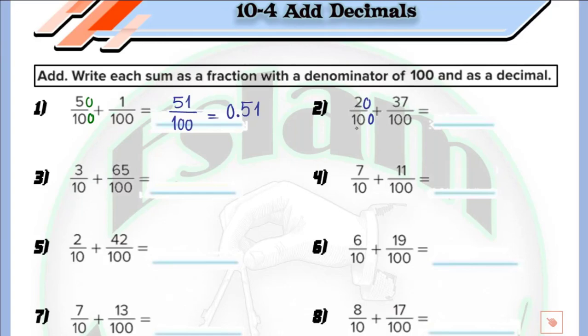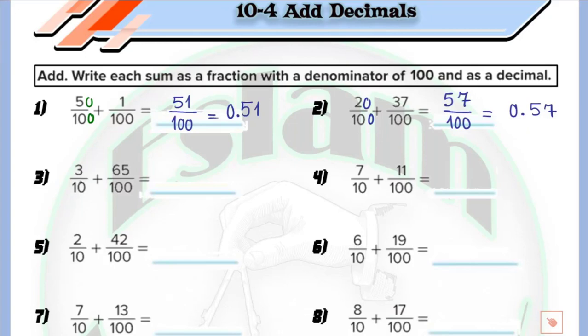Now we have 20 over 100 plus 37 over 100. Because they have the same denominator, just write the same denominator without any change. Now we need to add: 0 plus 7 equals 7, and 2 plus 3 equals 5. So the answer now will be 57 over 100. To write it as a decimal, just write 57 without any change. Because we have 2 zeros down, just count 2 digits from the right, then put the decimal point. So the answer now will be equal to 0.57.